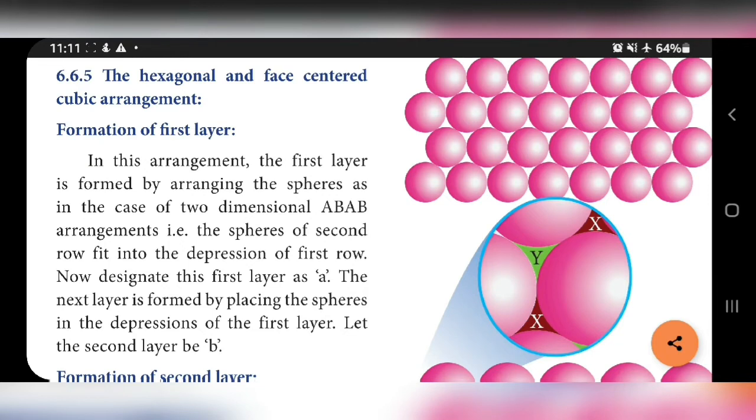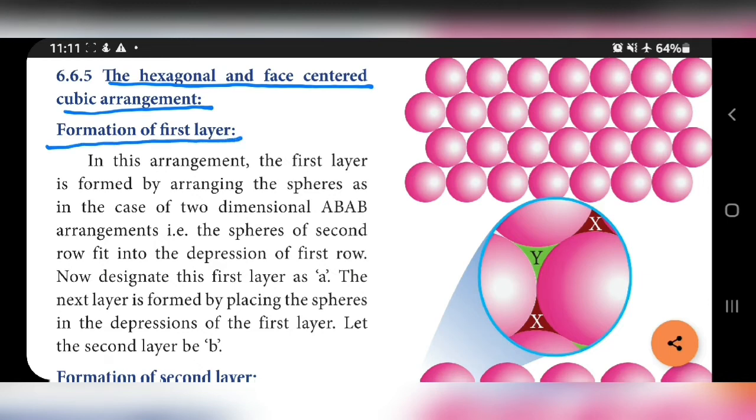Next topic, hexagonal and face centered cubic arrangement. Under this heading, three topics are given: formation of first layer, formation of second layer, and formation of third layer. First, we are going to learn the formation of the first layer.